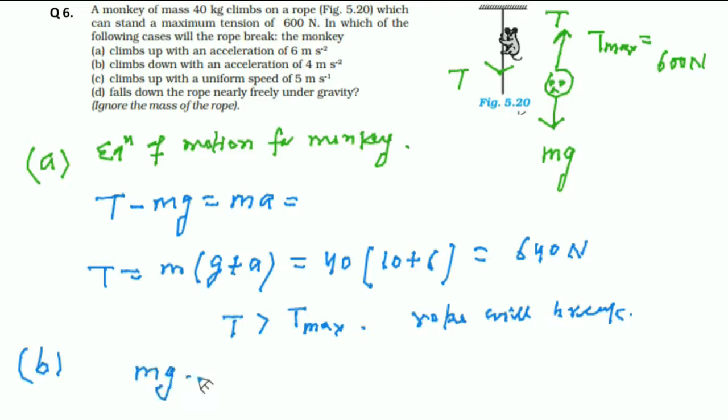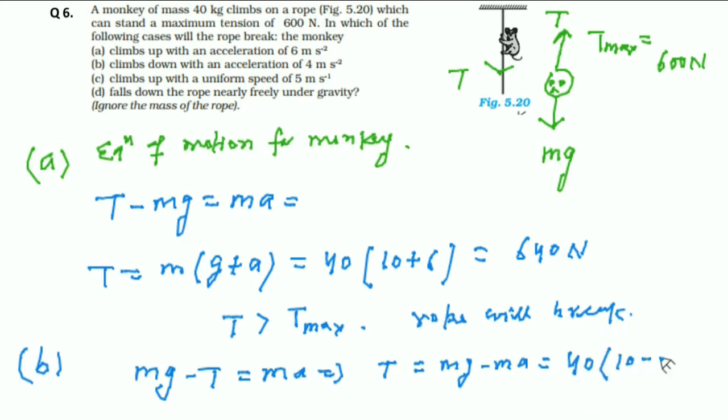So now here you have to write for the monkey: mg minus T equals mass into acceleration. So in this case T will be mg minus ma. So m is 40 and g minus a, like 10 minus 4, is 6, so that is 240 Newton. So in this case the tension is less than T max, so the string will not break.